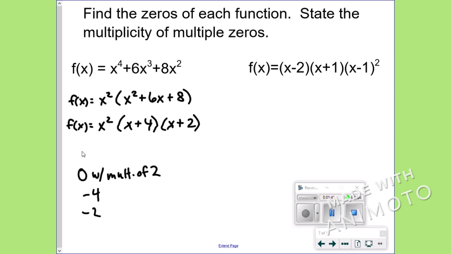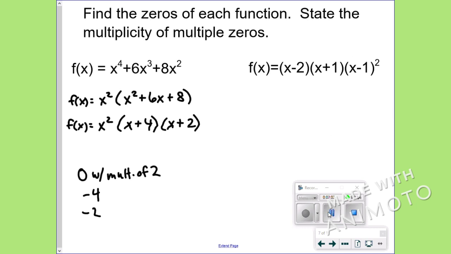And it makes sense because a quartic function should have 4 zeros. However, it only crosses the x-axis at 3 different times. So this is a repeated zero. So 0, 0, and then -4, -2. Go ahead, pause the video and try that last one on your own.